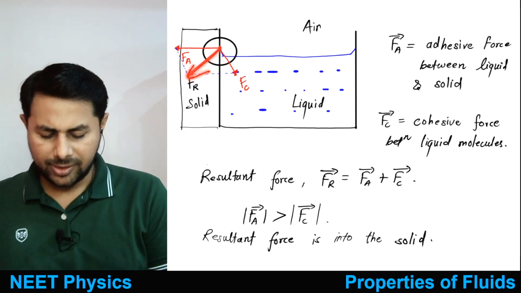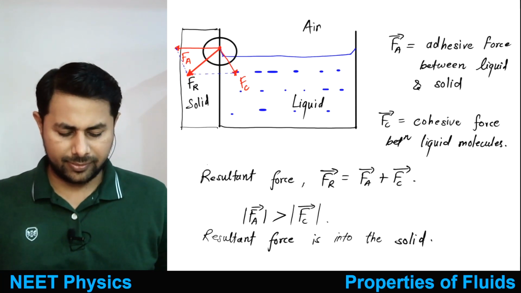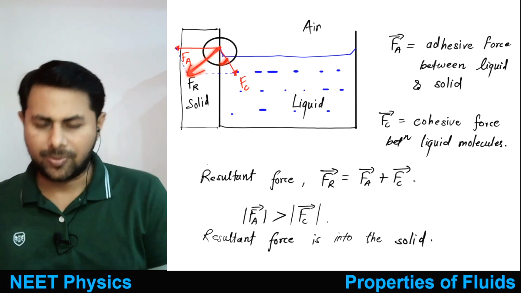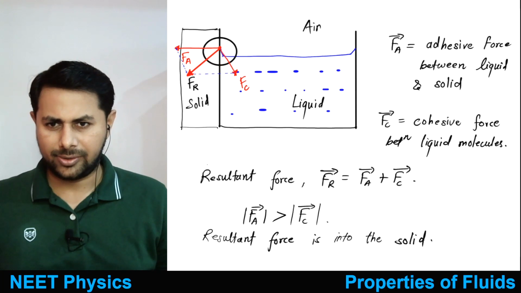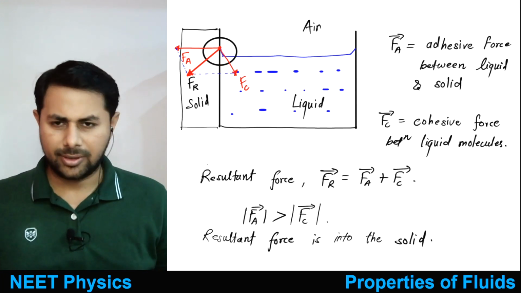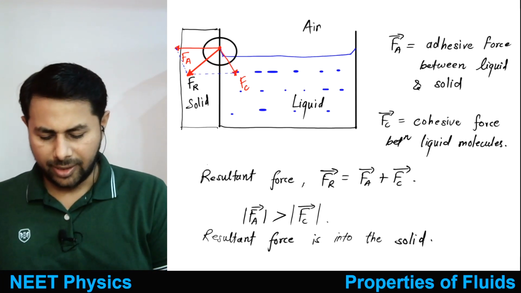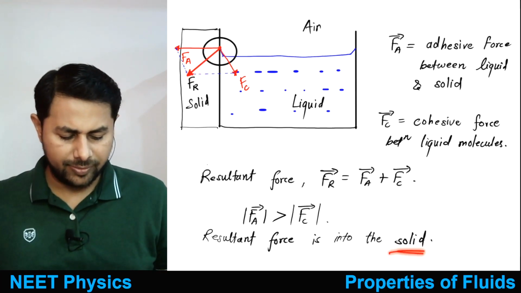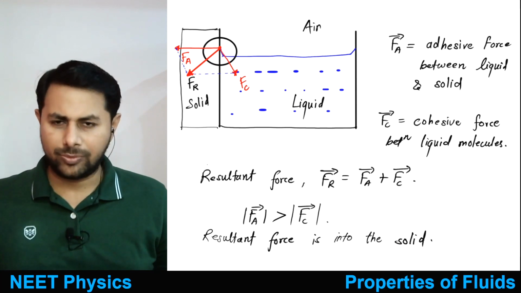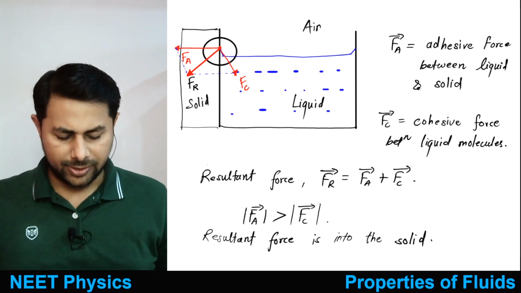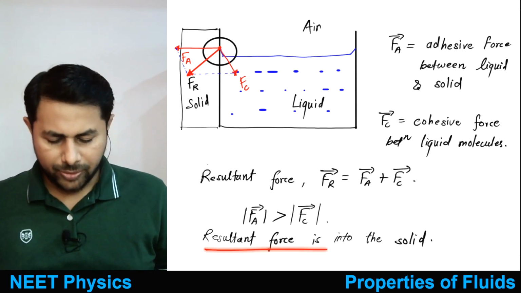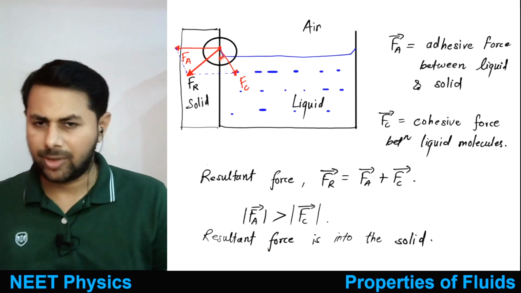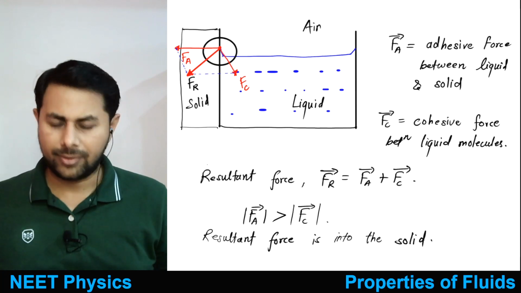If the resultant comes inside the solid surface, into the solid, then this angle of contact would be acute, right? Acute means smaller than 90 degrees. If the resultant force is inside of the solid, that means of course the adhesive force is greater than the cohesive force, then the resultant force would be into the solid and the angle of contact would be acute. So this angle would be smaller than 90.